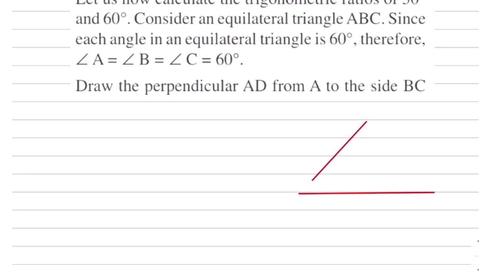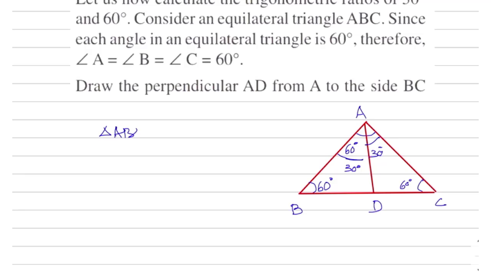Draw the perpendicular AD from A to the side BC. We have a perpendicular from A to BC is AD. This AD divides it into two triangles ABD and ADC. These two triangles are congruent because angle ADB is equal to angle ADC is equal to 90 degree and side AB is equal to AC and angle ABD is equal to angle ACD. Therefore, these two triangles ABD and ADC are congruent.